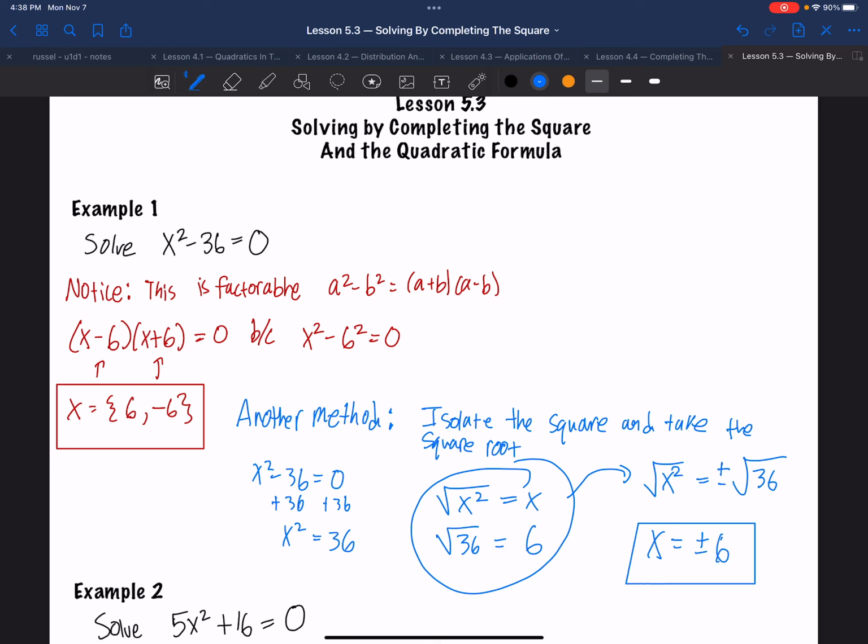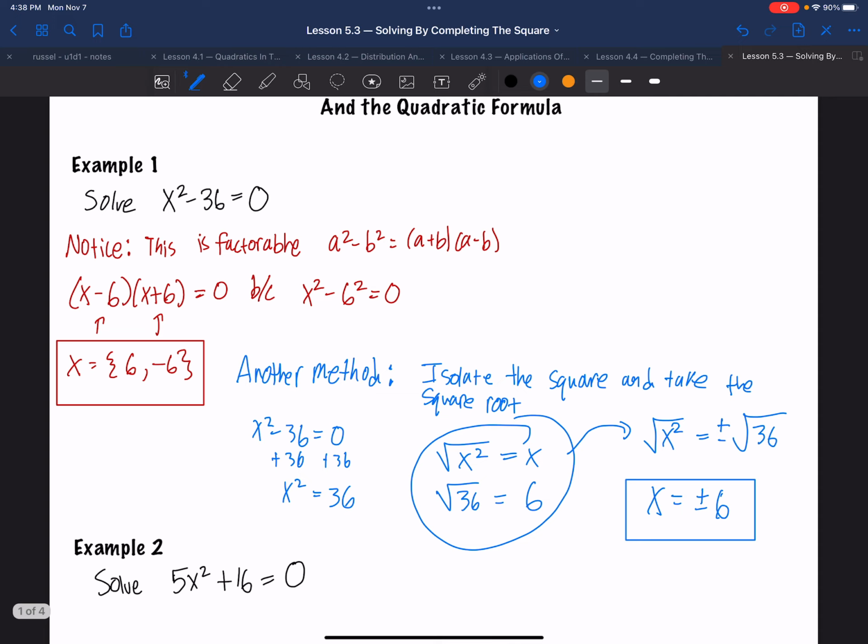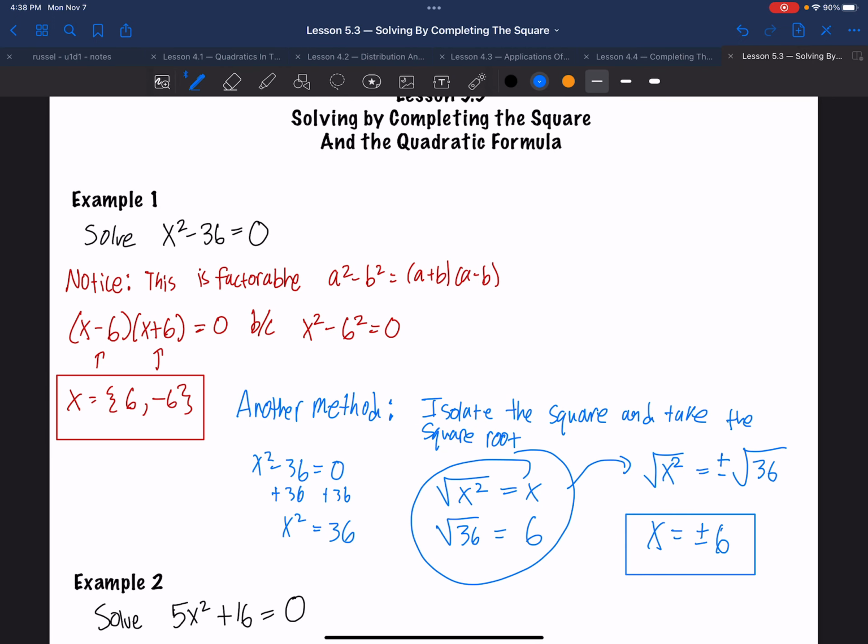Now hold on, what did I just do there? What was that business I just did? Well, think about this, right? 6 times 6 equals 36. But also, negative 6 times negative 6 equals 36, right? So therefore, the square root of 36 is going to return 6, positive 6. But both of these, both 6 and negative 6, when squared, yield 36.